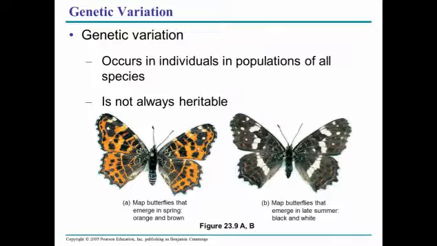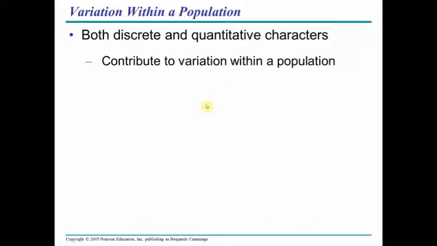So sometimes genetic variation is not inherited or heritable. Here are the environmental conditions that are different based on the time that these butterflies are born. They emerge in spring versus late summer. Their phenotypic color is different. So genetic variation can occur, and it's not necessarily always heritable.